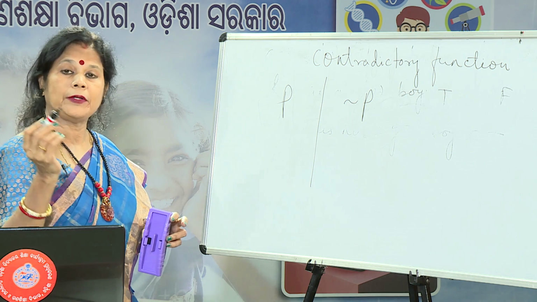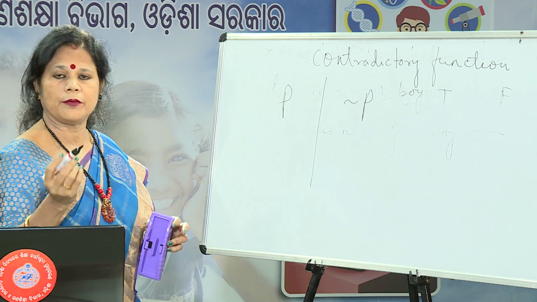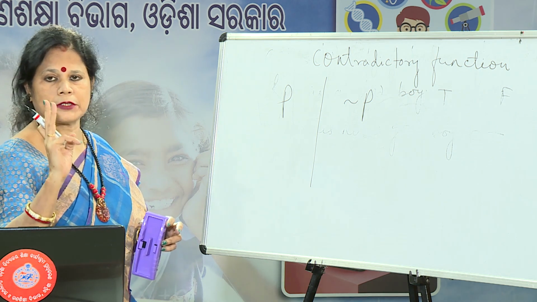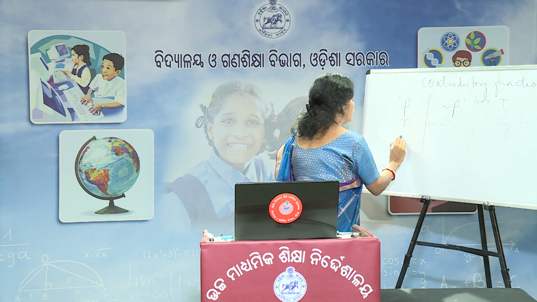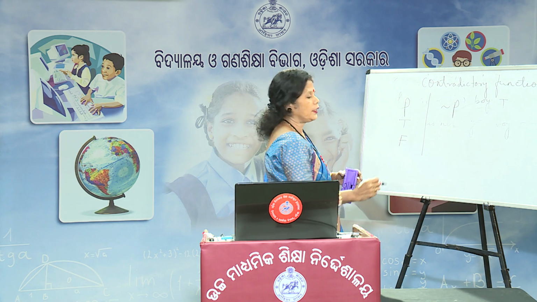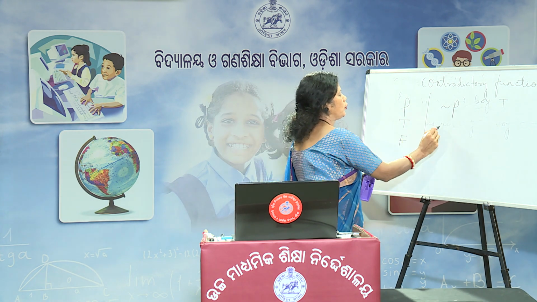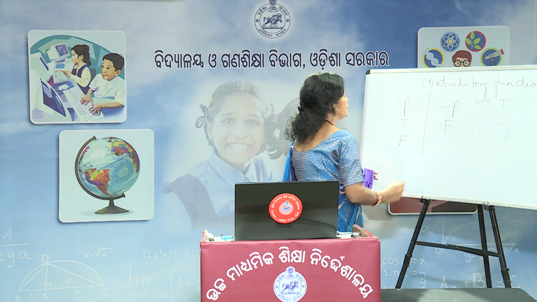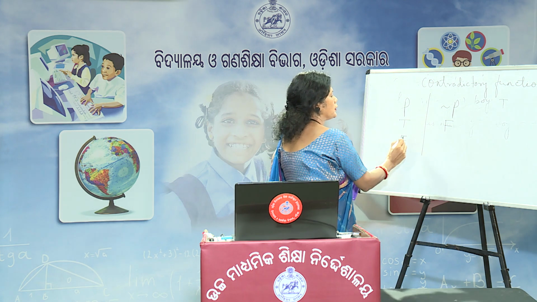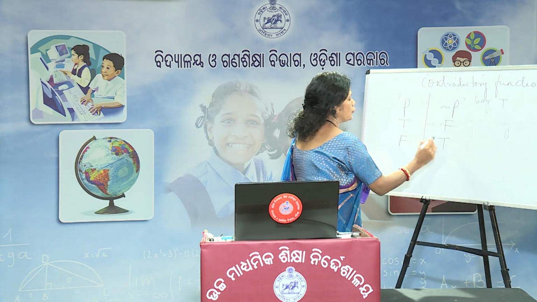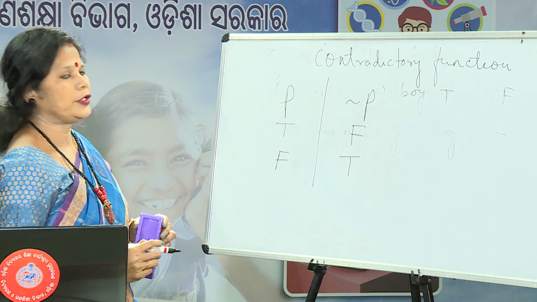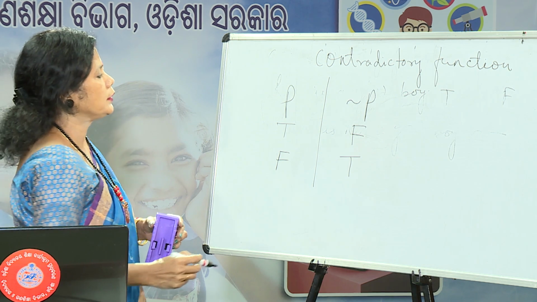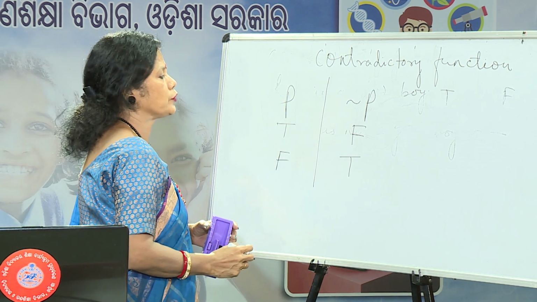So, p can be either true or false. This will be either true or false. If p is true, not p is false. If p is false, then not p is true. Okay? So, this is your contradictory function.